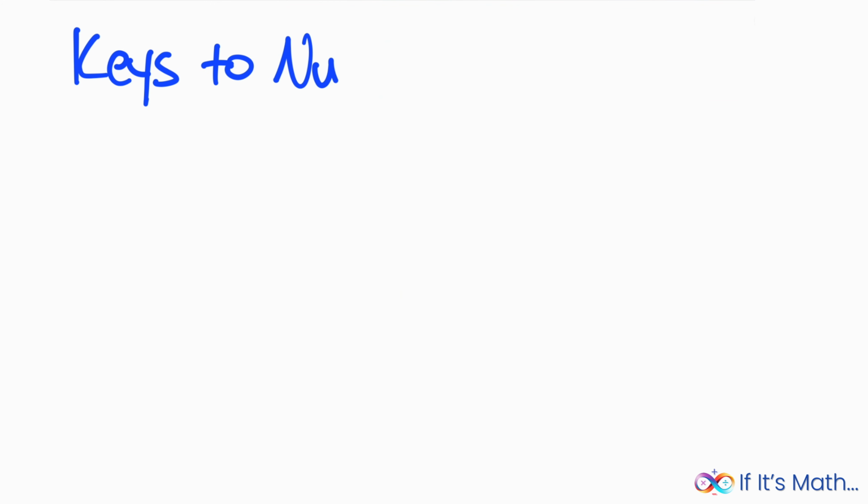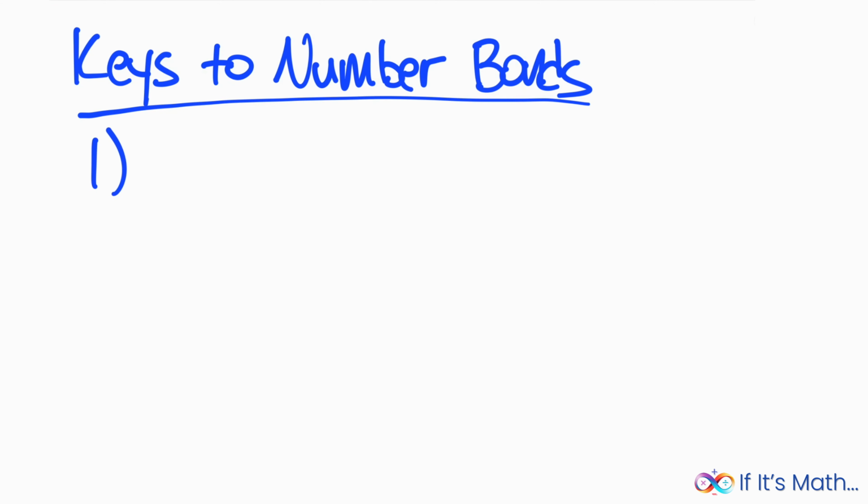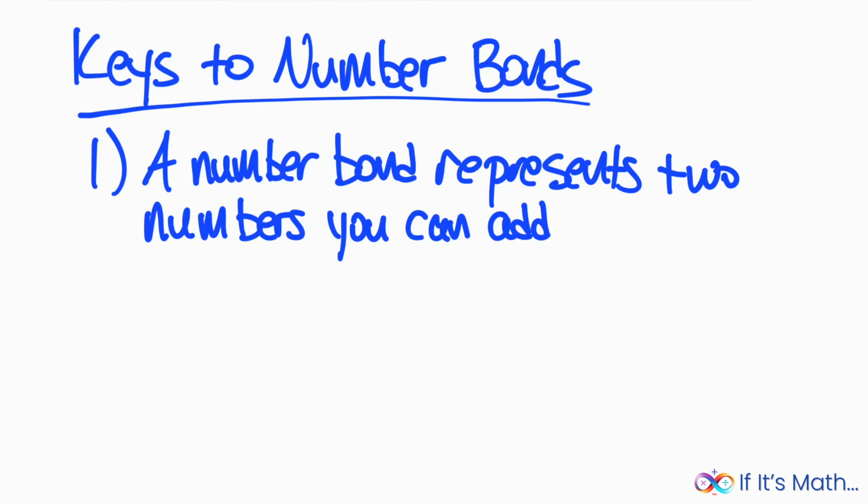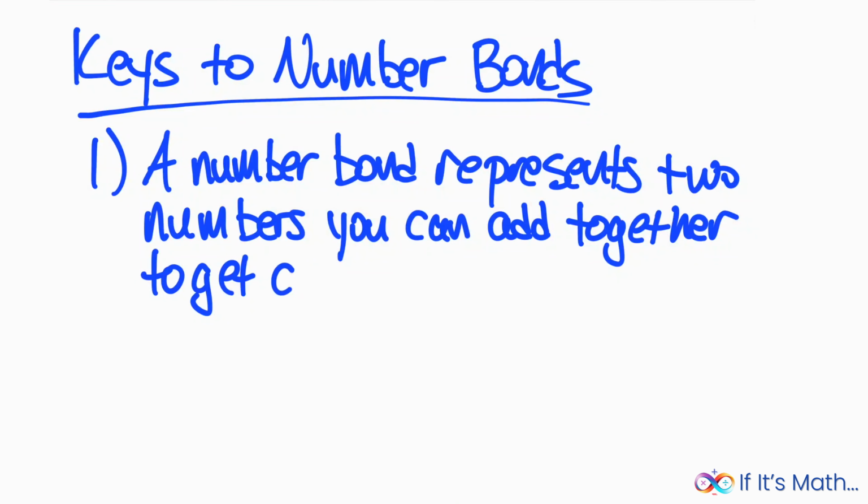So really, that's all there is to number bonds. They look a little scary at first, but they're really straightforward. So when you're thinking about number bonds, there are 3 keys to remember. So one is fundamentally what it's about. A number bond represents 2 numbers that you can add together to get a larger number. So that's, again, what the whole goal of this is.